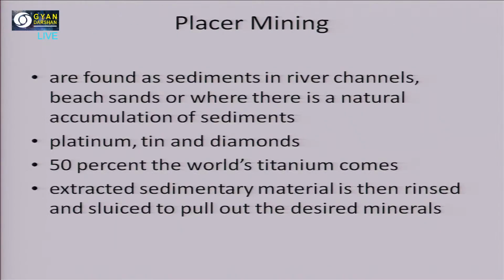Now placer mining is another type of mining which is done for extracting placers. Placers are found as sediments in river channels, beach sands, or where there is natural accumulation of sediments. Platinum, tin, diamonds are extracted in this way. 50% of the world's titanium comes through placer mining. After the sediments are extracted, they are rinsed and sluiced to pull out the desired minerals. Now in this figure you can see that placers are sedimented and the minerals are extracted in this case.